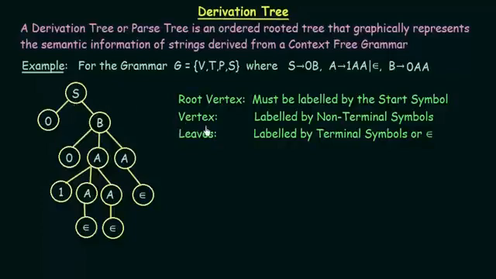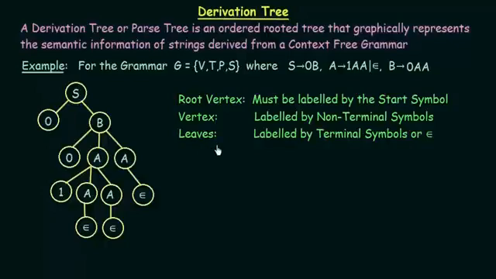And then the next one is the vertex. They are labeled by the non-terminal symbols. So the other nodes, this one, the vertex, these are labeled by the non-terminal symbols or the variables, which are A and B. So wherever you are seeing this A and B, these are the vertex.